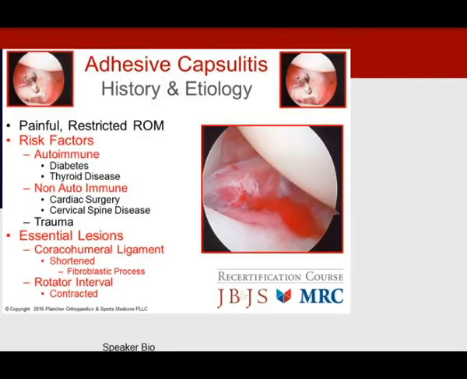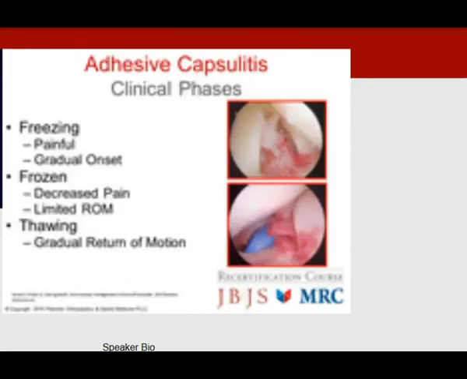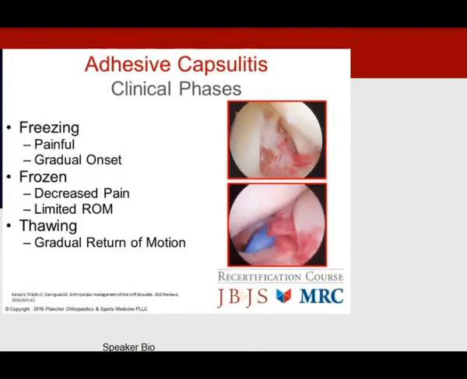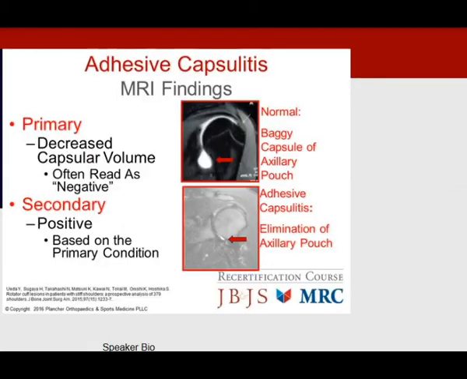Adhesive capsulitis is a painful entity with restricted range of motion. Look for the patient that has associated autoimmune problems like diabetes or thyroid disease, or if non-autoimmune like cardiac disease or cervical spine disease. The essential lesion, as we started this talk today, is the coracohumeral ligament that is stretched. It is now a fibroblastic process, and the rotator interval is contracted in this entity and needs to be able to be moved. There are freezing phases, frozen phases, and thawing phases, and we have to be aware that this is sometimes a 14-month process to help a patient with adhesive capsulitis.